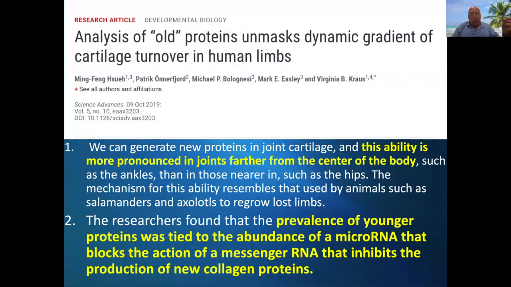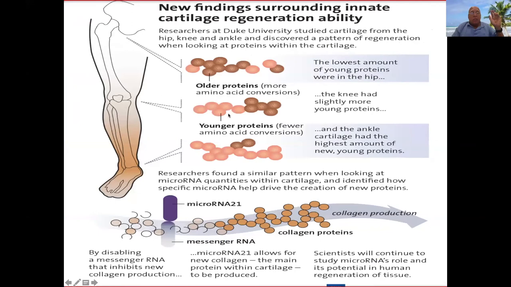So lo and behold, that's why we now know why the hips don't seem to be as successful as a knee or an ankle. It's because of these older proteins, okay? And it's a very good article. I suggest you read it. I gave you the little synopsis of it right here. Again, from Duke University, okay? So that's why your knees and ankles are going to do better than your hips, okay?